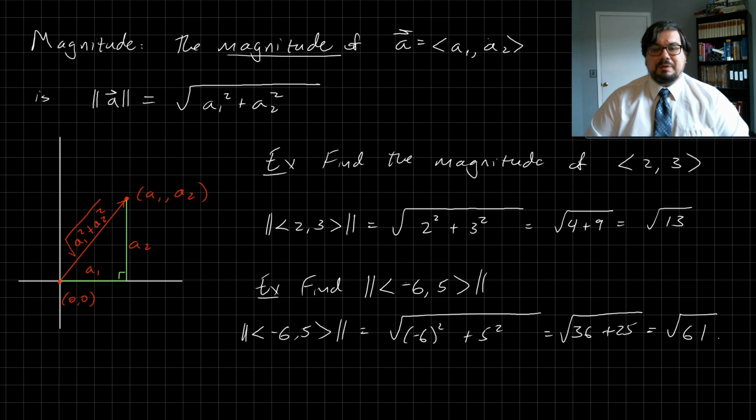So the next thing that we want to do is talk about how we add and subtract and scalar multiply vectors when they're in their component form. And the good news is that this works in the simplest way that we could want. So let's look at addition of vectors using their components.